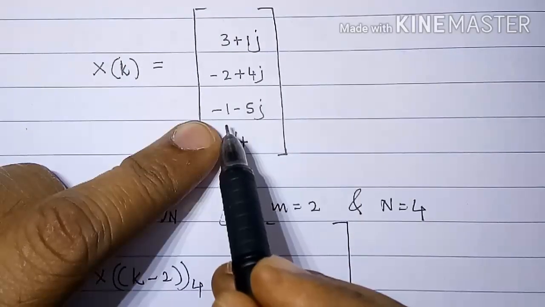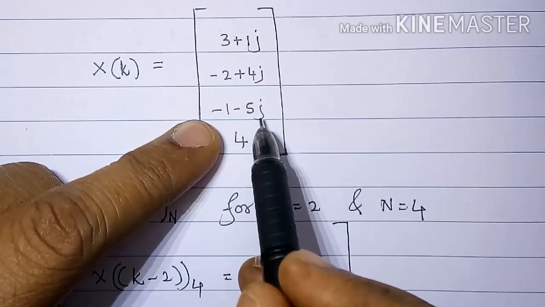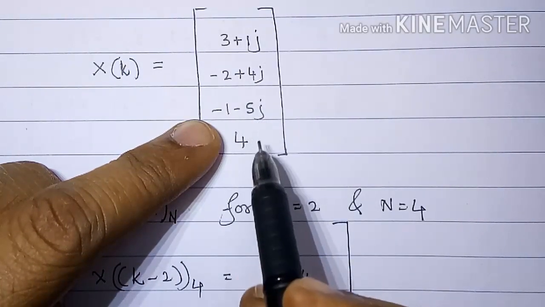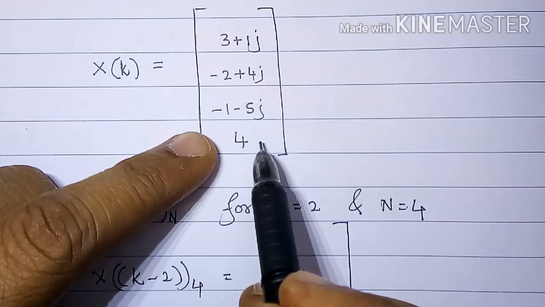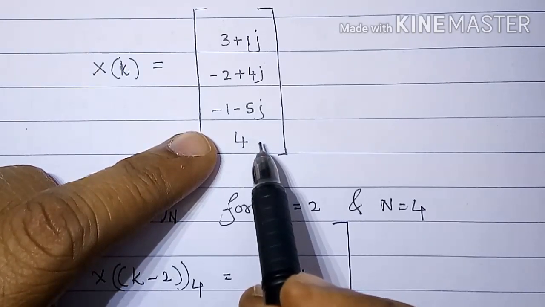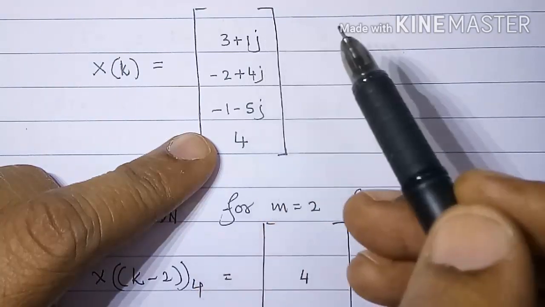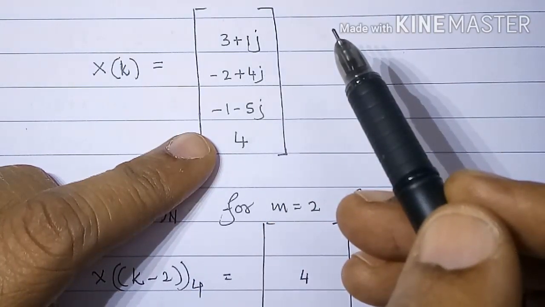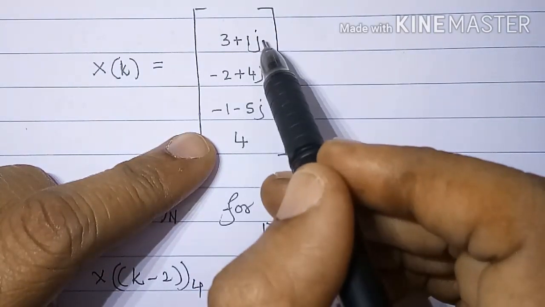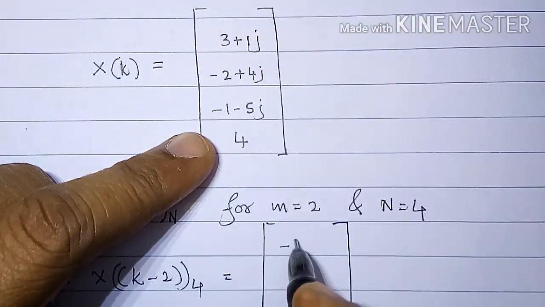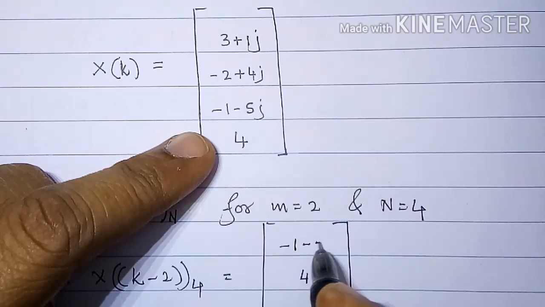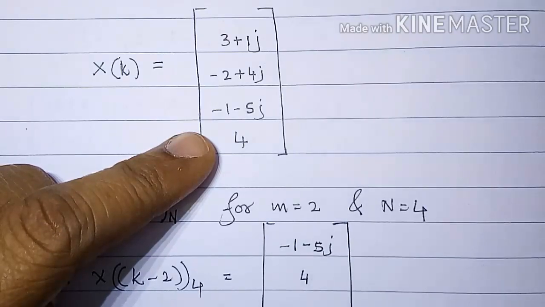Then minus 1 minus 5j will also be shifted by 2 samples. When shifted by 1 sample, it will go to the position of 4, and when shifted a second time by 1 more sample, it will go to the position of 3 plus 1j. So minus 1 minus 5j we will get here.